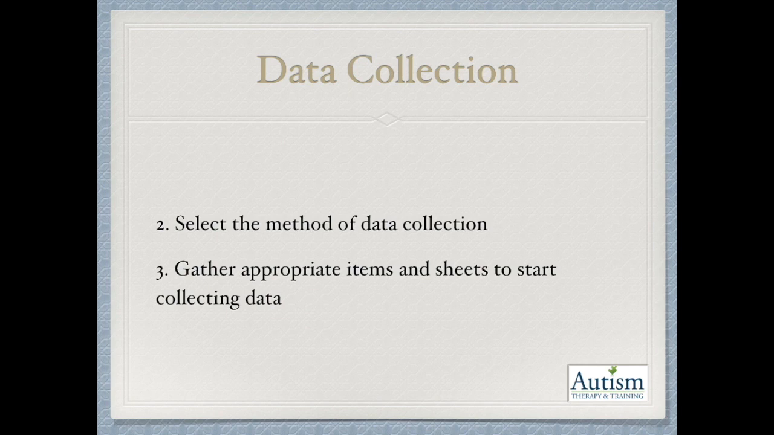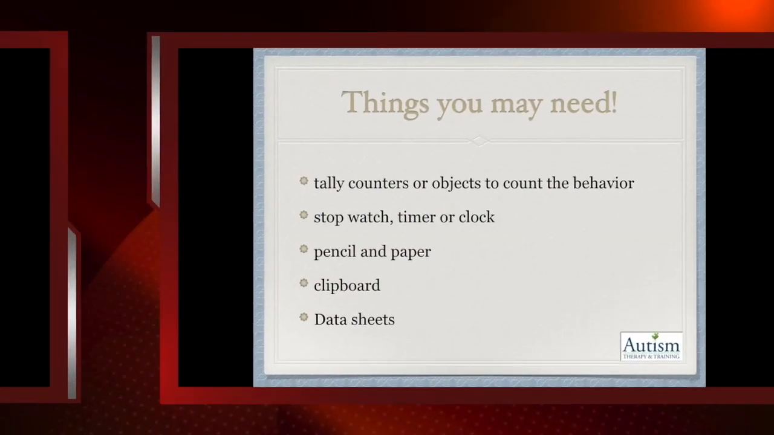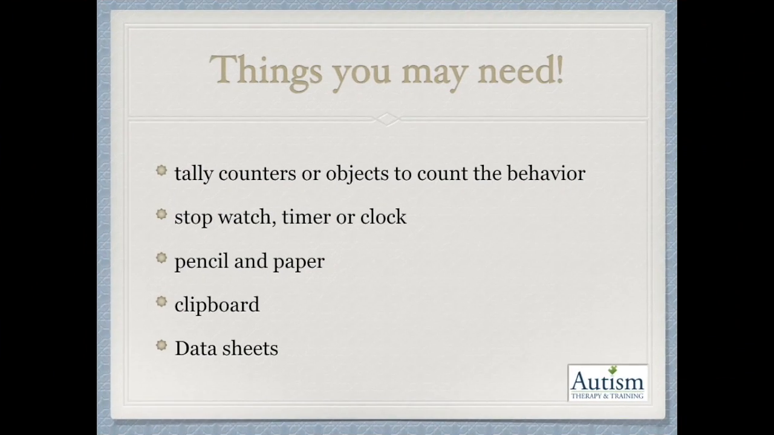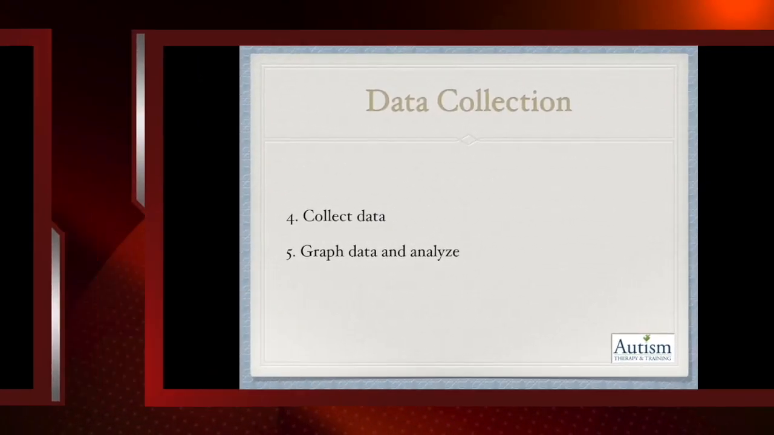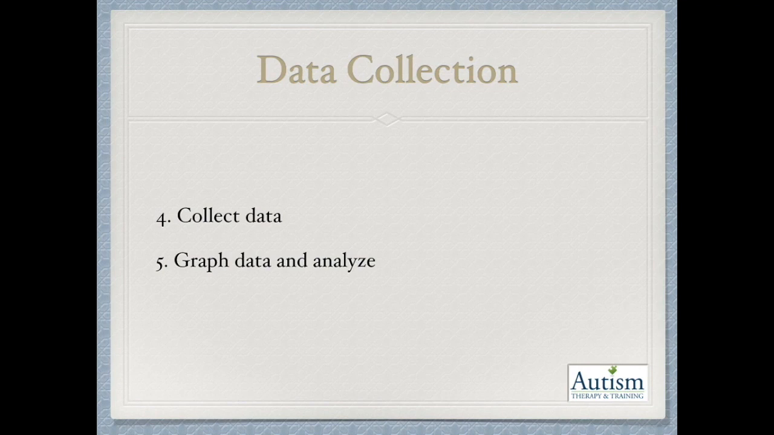The next thing we need to do is determine the data collection method. Are we going to count it? Are we going to time it? Next, we need to gather appropriate items to help us collect the data. So what are some things that you might need? You may need a stopwatch, a timer or clock, pencil, paper, clipboard, data sheets, and so on. Then you actually have to collect the data. You'll then need to graph the data, and you and your supervisor can then sit down and analyze it.